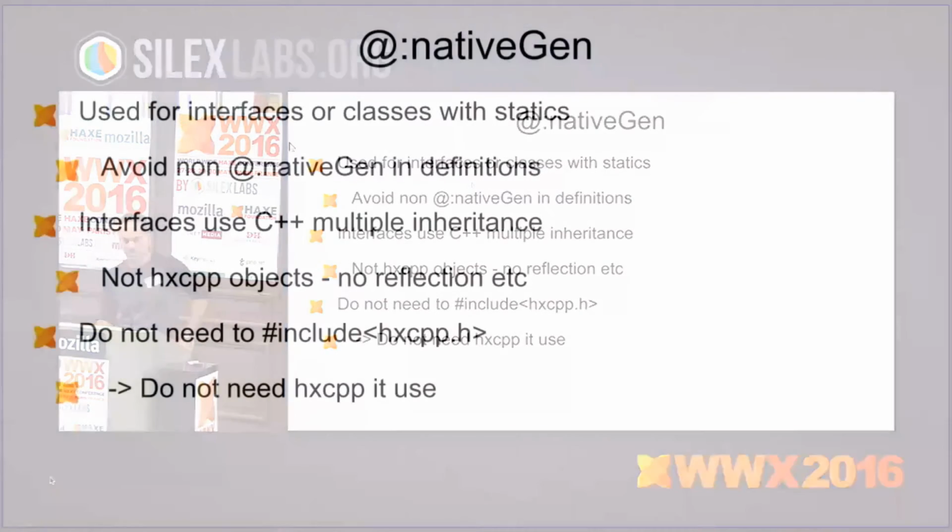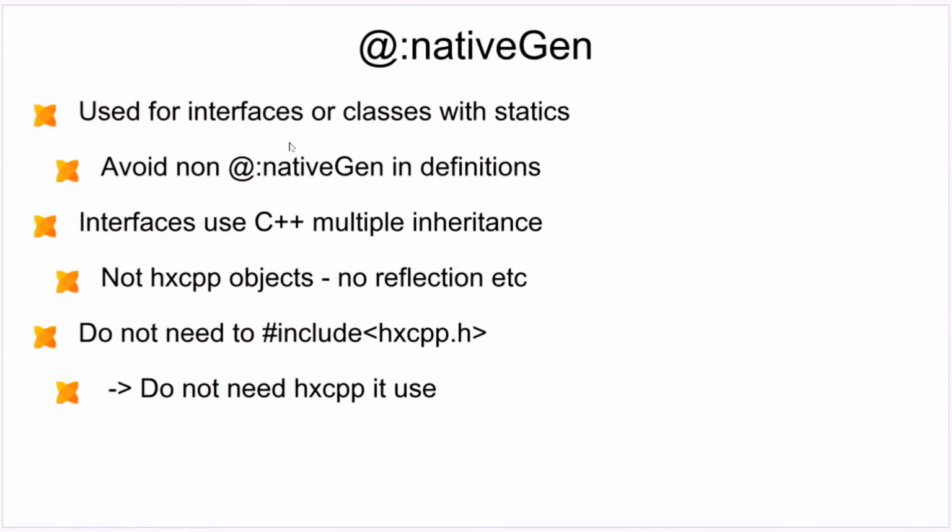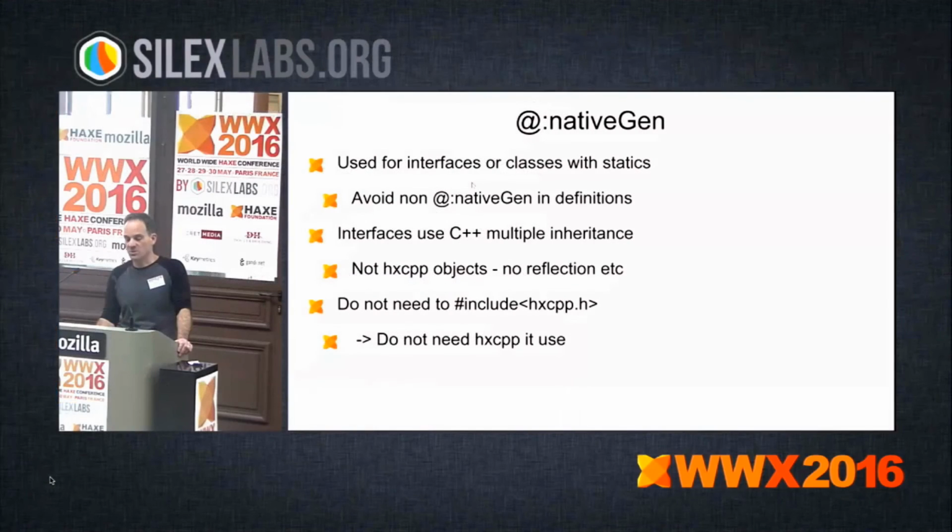Native gen is something else I've tried to import from the Java way. If you tag up an interface with native gen, it'll use virtual inheritance in C++, virtual multiple inheritance, to implement the interface. And this means that the interface is not really a HXCPP object and you can't query stuff on it dynamically. But you can pass it to external code that can then use this interface. And if you construct a series of interfaces and classes with static functions that only use native gen classes themselves in their function and variable definitions, you can create a bunch of external includes that you can give to someone else that are free from the hxcpp.h include. So you're no longer bound to any implementation changes in the HXCPP. This is just a way of being able to use Haxe to generate an external library with some reasonably decoupled header files.